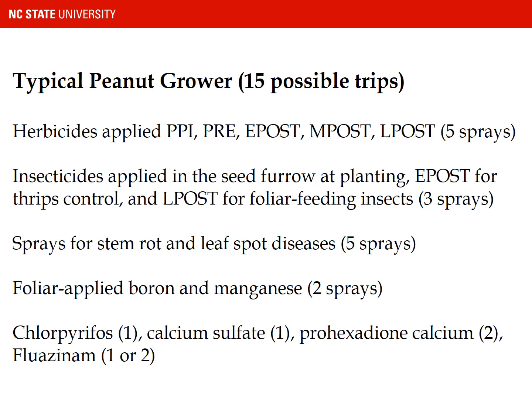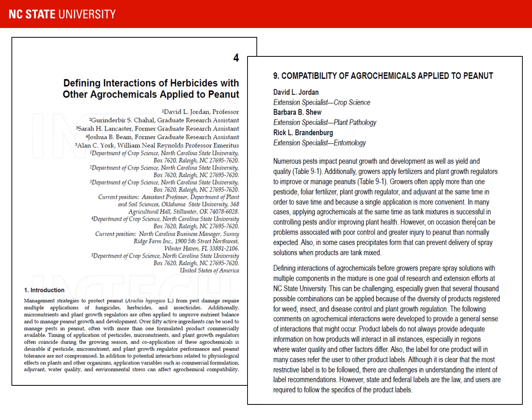And then we have maybe chlorpyrifos, which is applied as a granular, calcium sulfate, which is a fertilizer, but it's also a granular. Prohexadione calcium, we might make 2 applications of that, and then fluazinam, which is used for sclerotinia blight control. So you start adding all these up, there's something going on in the field almost every week, and the potential to put a couple of things together is there, and folks would like to do that.